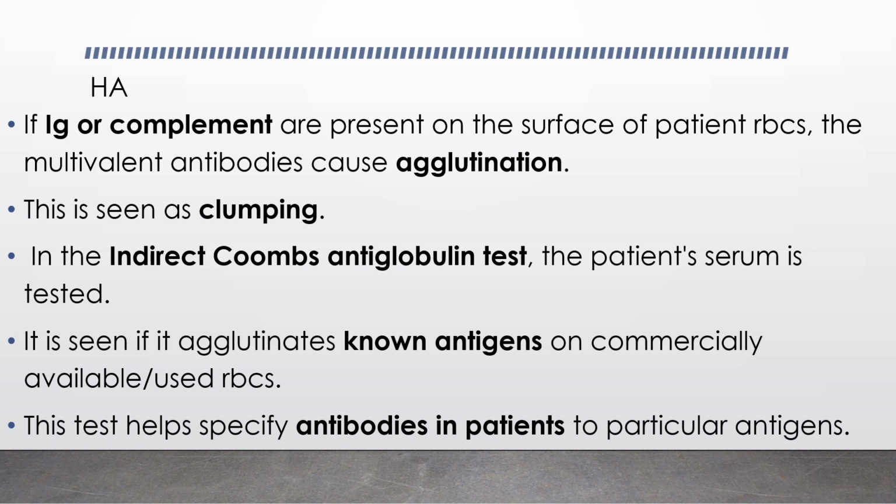Then there is an indirect Coombs test where patient's serum is tested. So known antibodies are introduced into the serum. Known antigens are commercially available. This helps specify antibodies in patients to particular antigens. This test is more particular, a bit more specific.